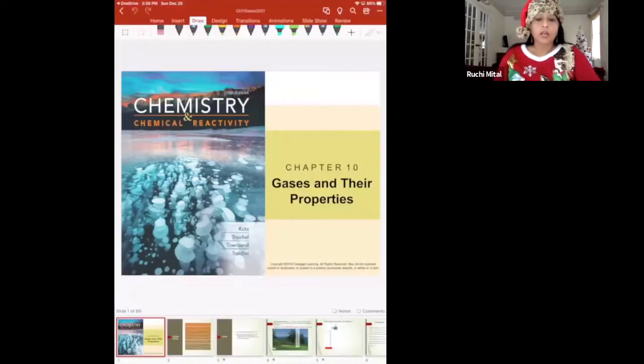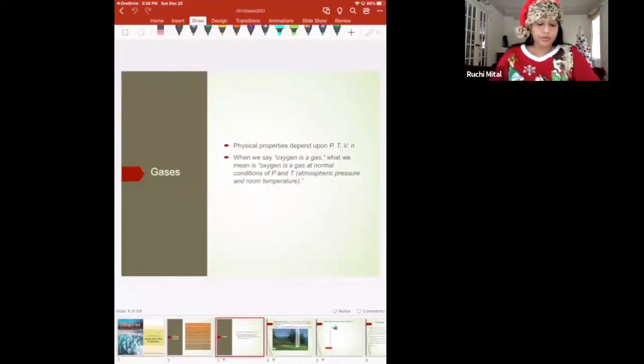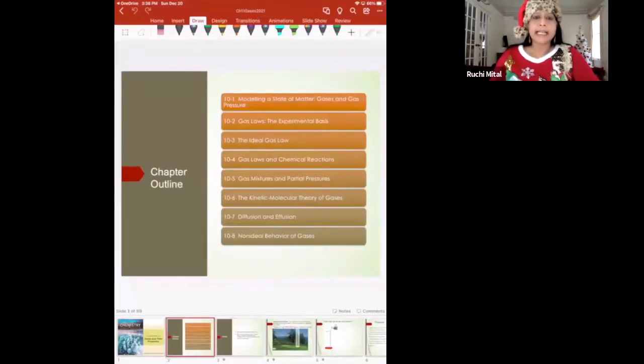Unit 5 is only gas laws. There's no other chapter in this unit. So in this chapter, we are going to talk about these 8 topics. We'll learn about the experimental basis of all the gas laws, what the ideal gas law is and the chemical reactions, gas mixtures and partial pressure, kinetic molecular theory of gases, diffusion and effusion, and the non-ideal behavior of gases.